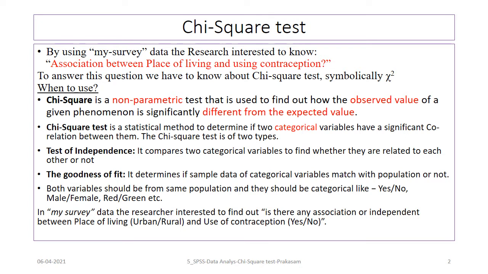Here, both the variables should be categorical variables like yes, no, male, female, red, green, such kind of attribute values. Here we want to show an example using my survey data to find out, is there an association or independence between place of living as well as the use of contraception. As you know, place of living is given as urban or rural, and use of contraception is given as yes or no.